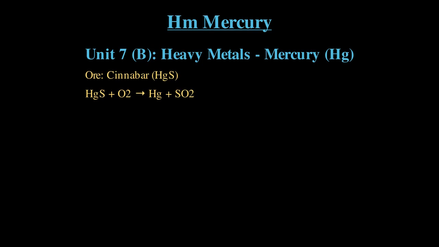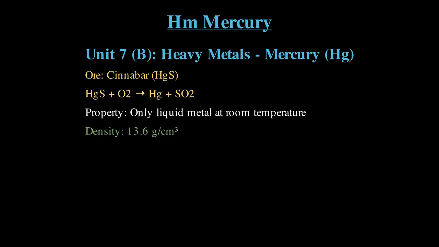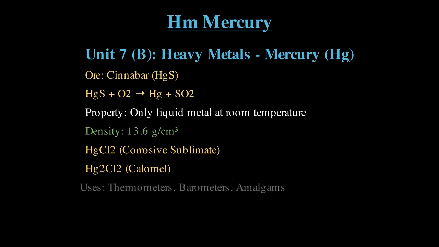Mercury's properties are quite unique. It's the only liquid metal at room temperature, it's silvery white, and has a very high density of 13.6 grams per cubic centimeter. Remember two key compounds, mercuric chloride, HgCl2, also called corrosive sublimate, and mercurous chloride, Hg2Cl2, known as calomel. Mercury is used in thermometers, barometers, dental amalgams, and fluorescent lamps.